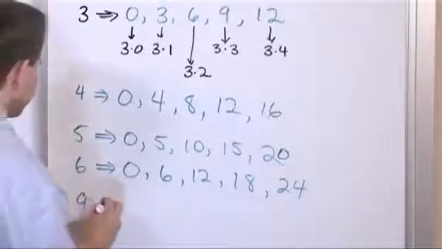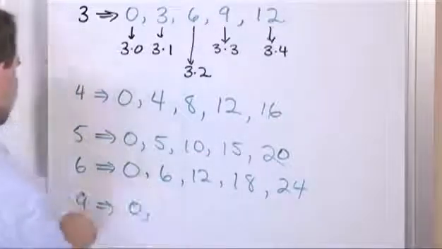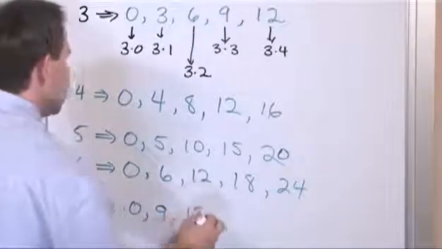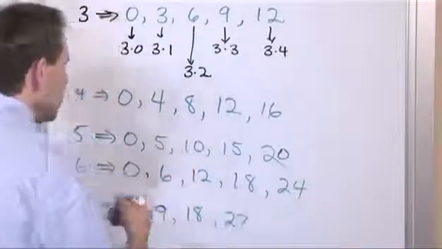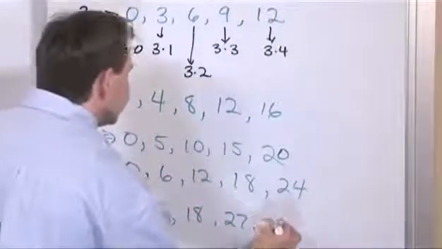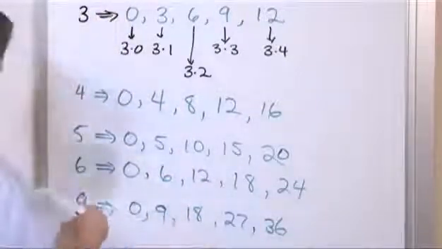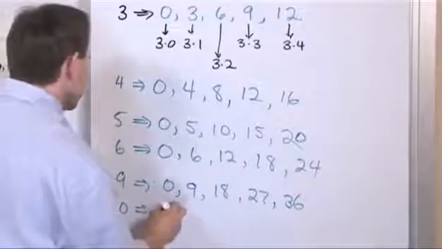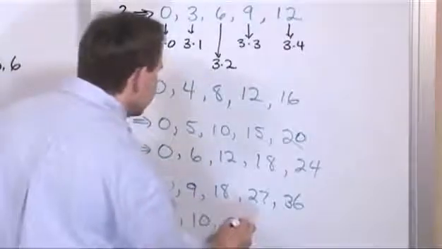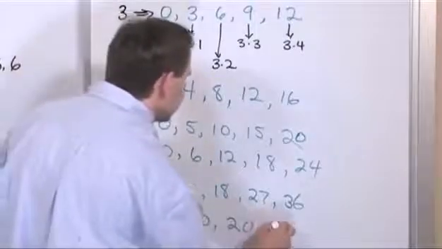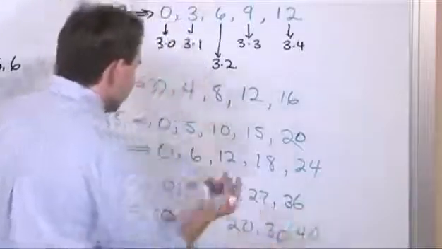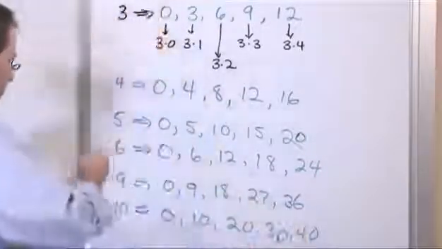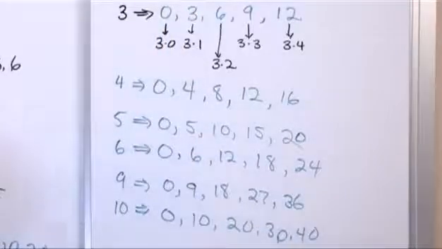What about 9? Start with 0. 9 times 0 is 0. 9 times 1 is 9. 9 times 2 is 18. 9 times 3 is 27. 9 times 4 is 36. So you're counting by 9s. And the final one we'll do is an easy one, because we always know how to count by 10s. We start at 0. 10, 20, 30, and 40. So what we have is 10 times 0, 10 times 1, 10 times 2, 10 times 3, 10 times 4. And that is really all it amounts to when you're dealing with multiples.